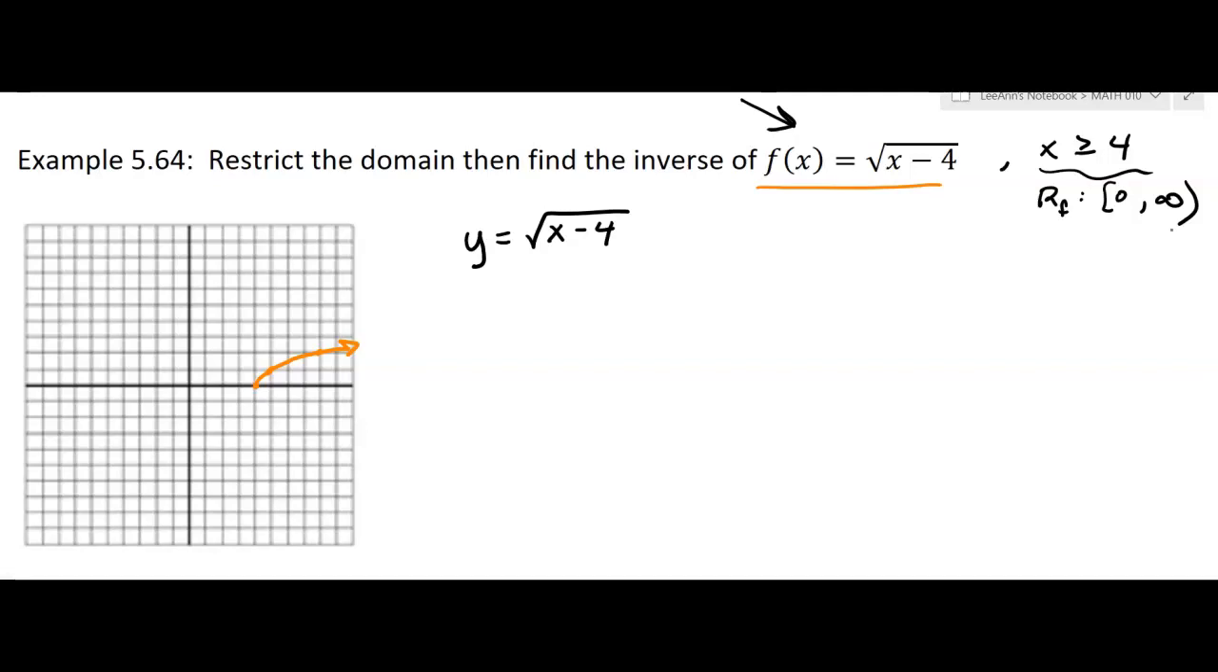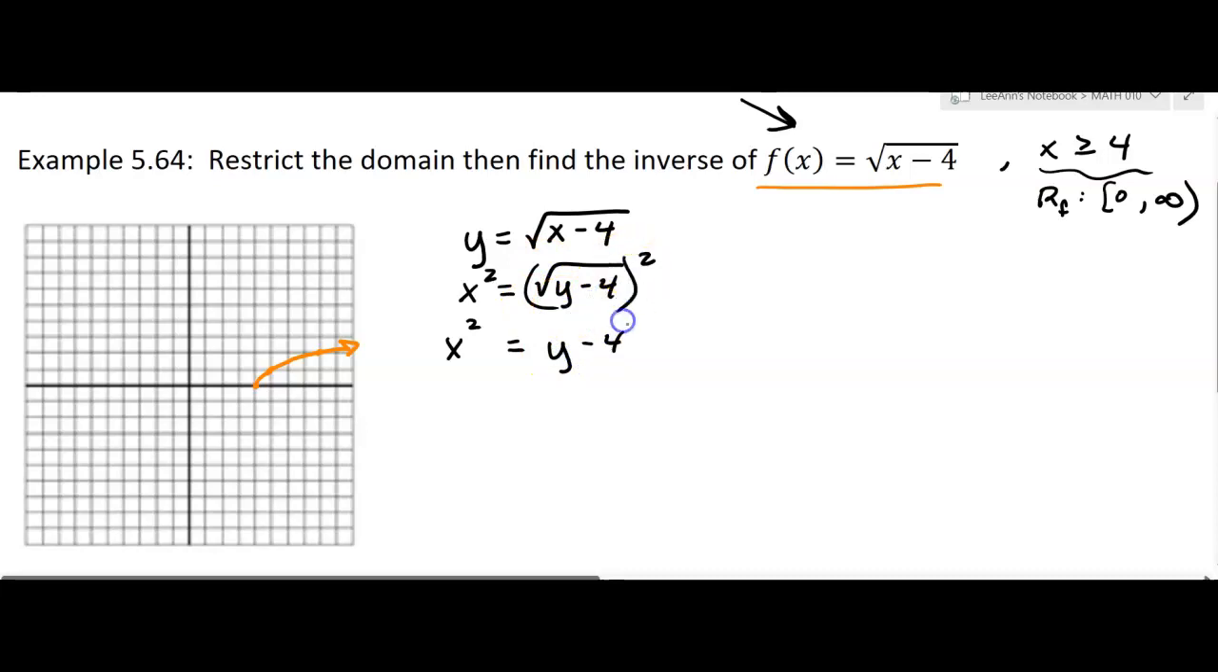We wrote y equals the square root of x minus 4. We're going to switch the x and y. We're going to square both sides. I should put parentheses there. And I'm going to add the 4.